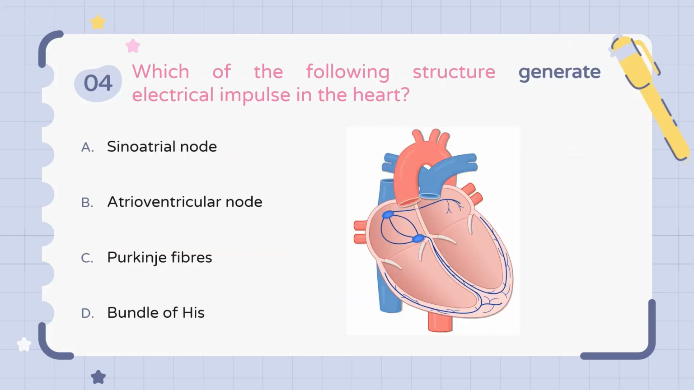Next, question 4. Which of the following structure generate electrical impulse in the heart? A. Sinoatrial node, B. Atrioventricular node, C. Purkinje fiber, and D. Bundle of His. Generation of electrical impulse is the main role of SA node, which is located on the upper part of right atrium. It is also known as pacemaker. So, the suitable answer is A.